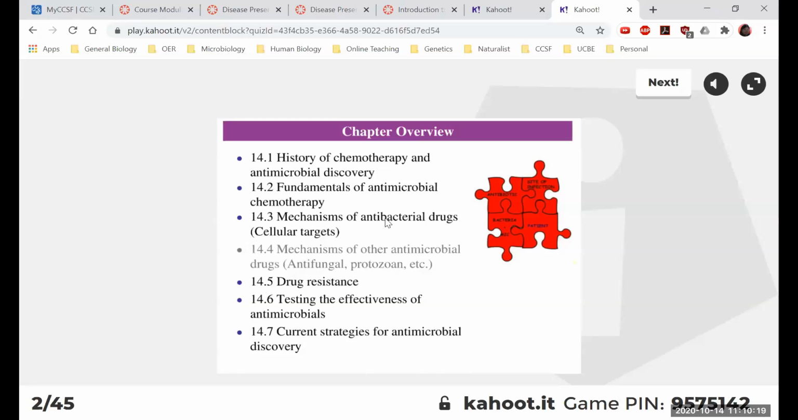Then the two main parts of this chapter are the mechanisms. Basically, what are the cellular targets for the different antibiotics that we have? And also drug resistance: what's the mechanism behind drug resistance? We will talk about testing effectiveness, basically Kirby-Bauer and MIC. And then a lot of the antibiotics we have today are not working anymore, so we'll briefly talk about our current strategy for discovering new antibiotics.